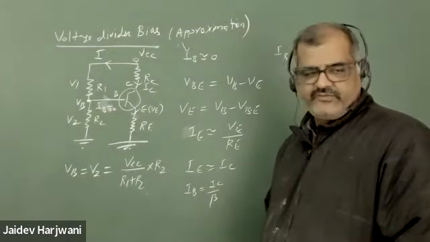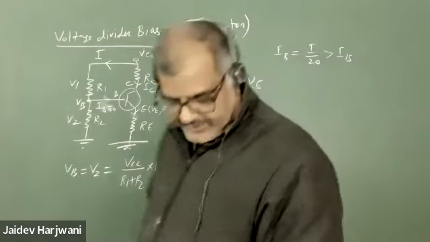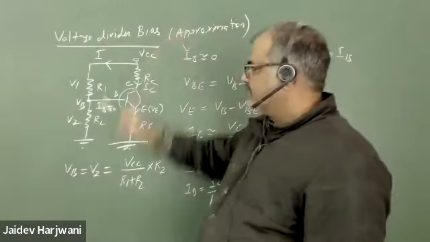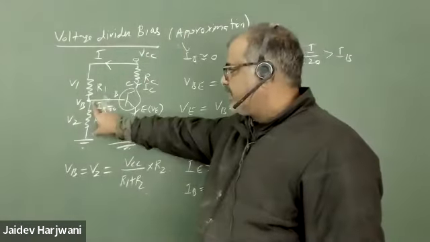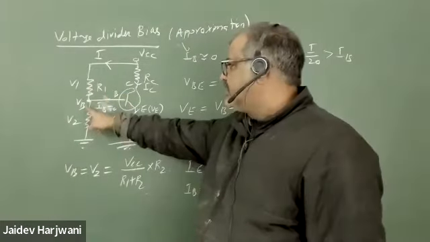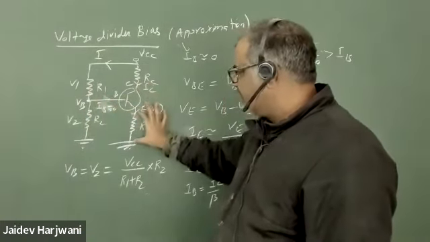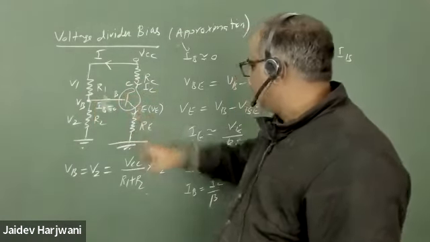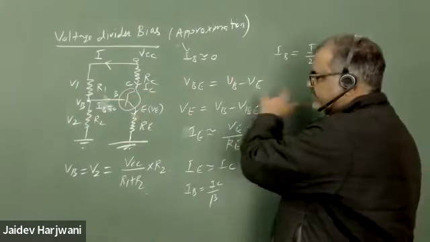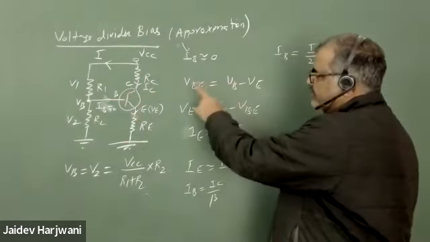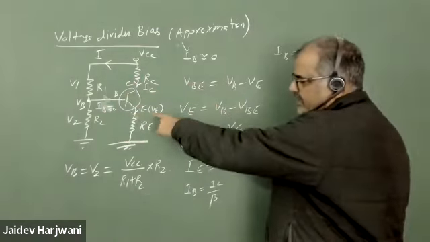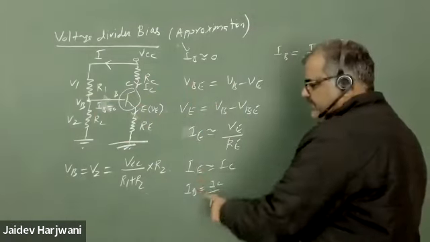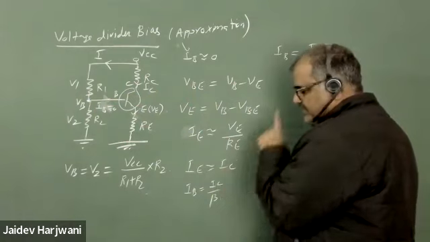So if you have any doubt, please ask. This is very important. Are you getting what I'm doing here? VCC I know, voltage division I know, automatically I know this VB. Once this VB is known, VB equals VBE plus VE. So you know VB, you know VBE, you can find VE. Once you know the VE, VE divided by RE is your emitter current. Once you know the emitter current, your IE is almost equal to IC.